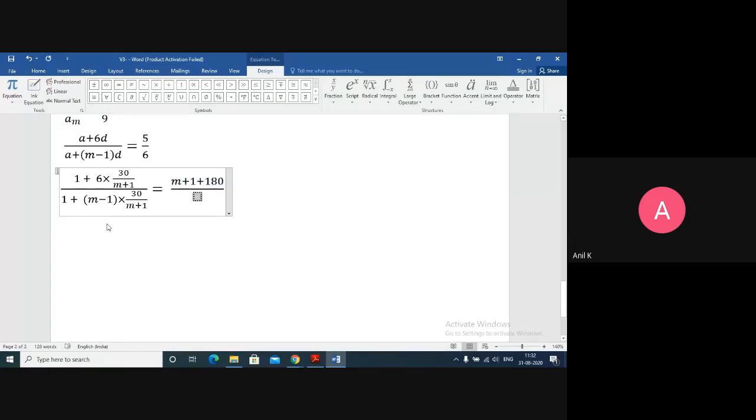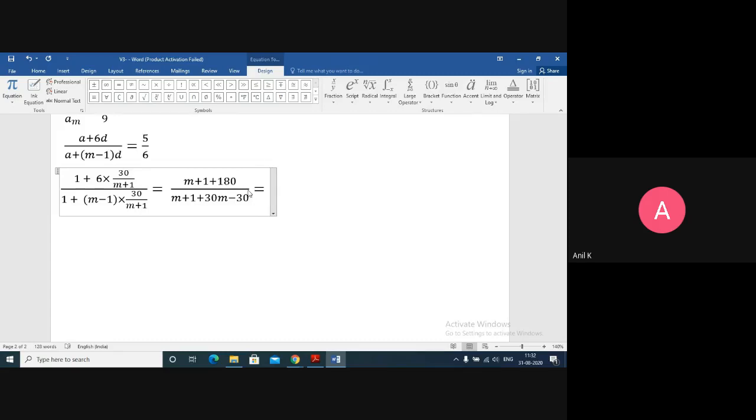Here you will get it as m plus 1. Then plus, here you have m minus 1 into 30, so it will be 30m minus 30. Now you may ask, sir, where is the denominator m plus 1? Here LCM is m plus 1, here also LCM is m plus 1, so both the m plus 1 will get cancelled.